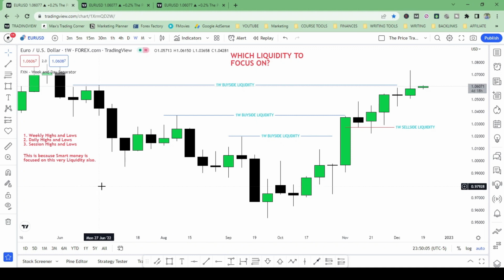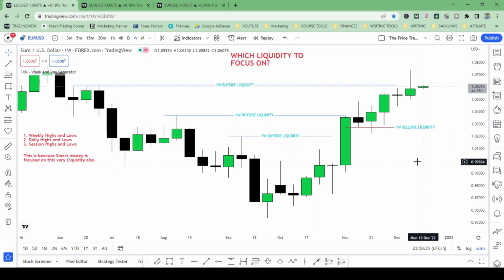So I'm looking at the EURUSD 1 week chart. I like to focus on, number one, the weekly highs and lows. These are the major liquidities in the market which the smart money is focusing on, so this is the same liquidity I want to be focusing on. I've learned that smart money is focused on the 1 week liquidity and the daily liquidity minimum. But we'll also be looking at session highs and lows.